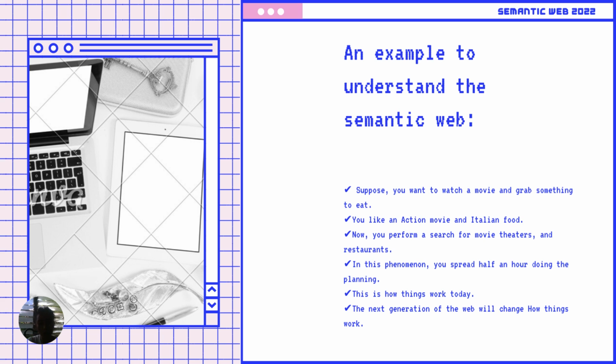So here's an example to understand the semantic web. Suppose you want to watch a movie and grab something to eat. You like an action movie and Italian food. Now, you perform a search for movie theaters and restaurants. In this process, you spend half an hour doing planning. This is how things work today. The next generation of the web will change how things work.